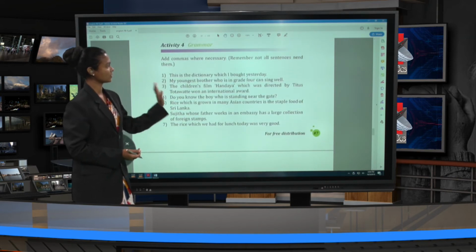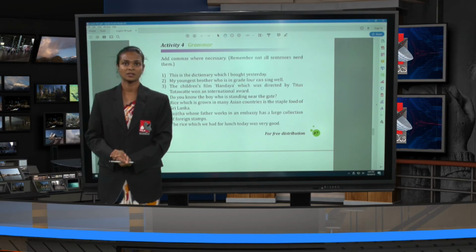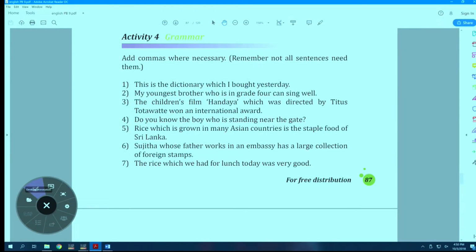This is the activity you have to complete. Go through it well and put commas where necessary.